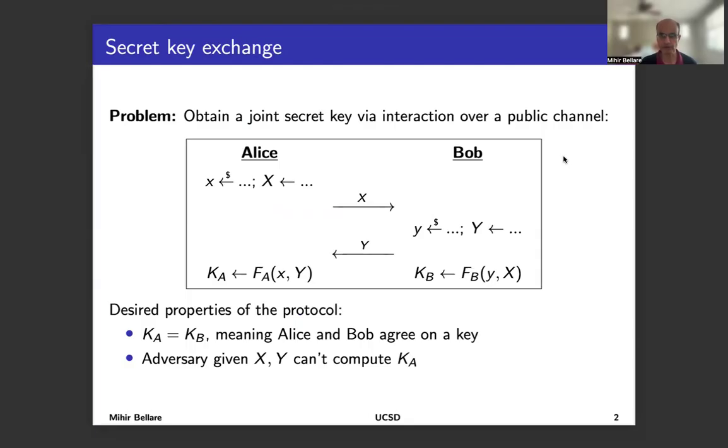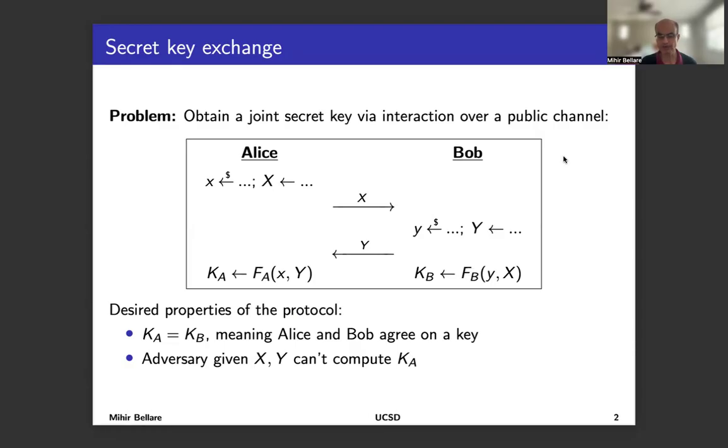This is the problem which motivated the introduction of these tools. And it's pretty basic. It's called secret key exchange. We've seen that if Alice and Bob have a shared key, they can use that to encrypt information they send each other, authenticate it, and so forth using symmetric cryptography. But how would they arrive at such a shared key?